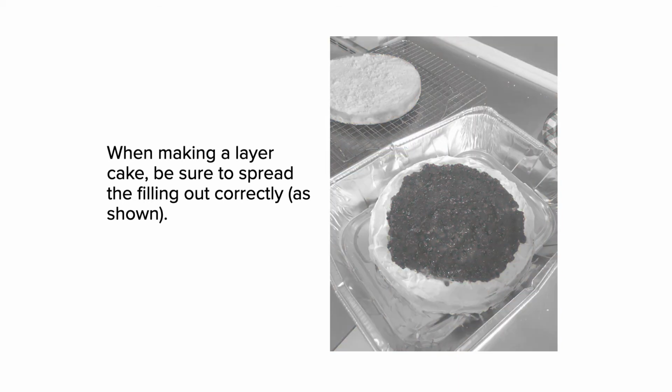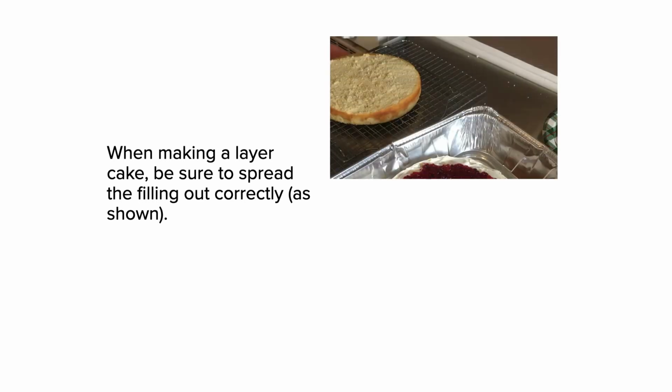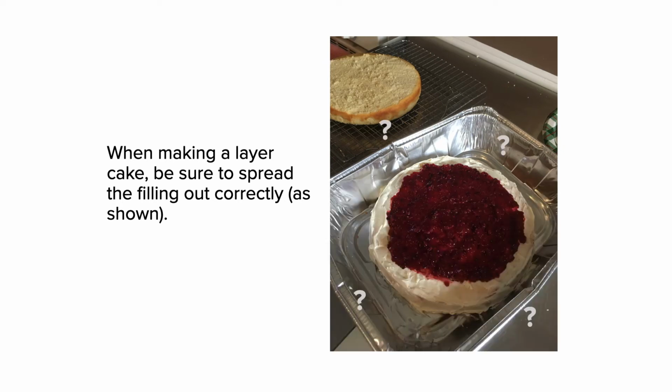Like in our previous example, if I print or view the image in grayscale or at lower quality, some of the information gets lost. If I'm on a low-quality internet connection, the image might not load all the way. I can't see how the filling is spread out, so how can I know whether I'm spreading it correctly? Even if my image loads all the way, it might still be unclear what the image is saying. Is the filling spread correctly because it's red? Because the layer's even? From this, we don't know.